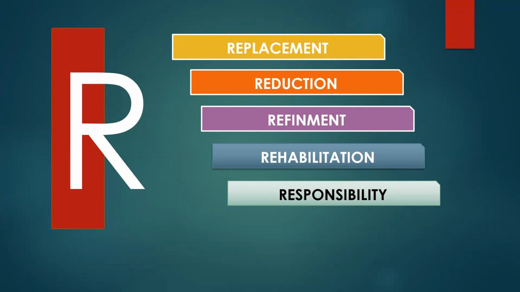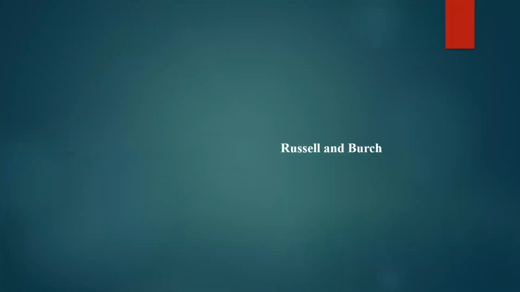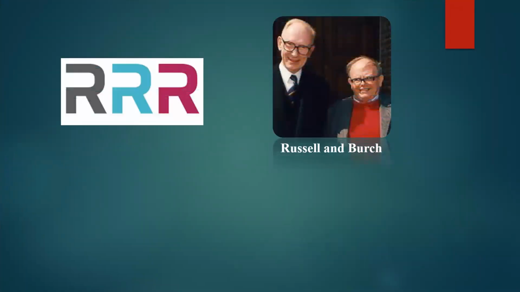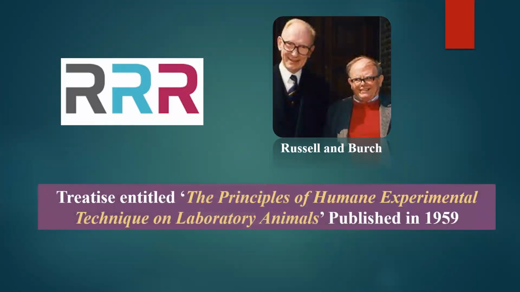All these 5 R's are developed in favor of reduction or minimum use of the number of animals during experimentations. Now the 3R principle was first given by Russell and Birch, and they documented these 3 R's in the book entitled The Principles of Humane Experimental Technique on Laboratory Animals, which was published in 1959. So let's see one by one.